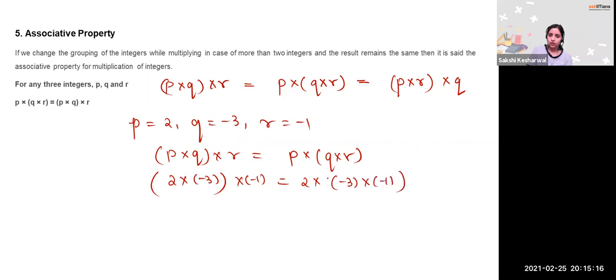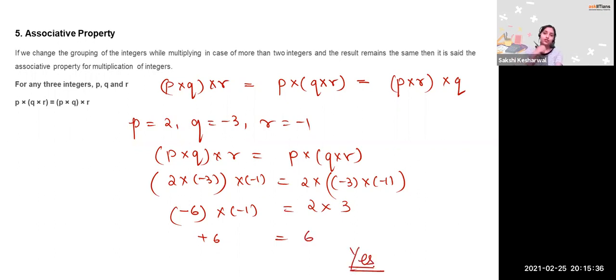This is the way. See, I am using the brackets. Please try to understand this very clearly, right? So 2 positive into negative is what? Negative. So -6 into -1. Negative negative is positive. So it's +6, which equals 2 into negative, beta, of positive. So it's +3, right? 2 into 3 is 6. So yes, we say that integers are associative under what? Multiplication, right? Yes or no?